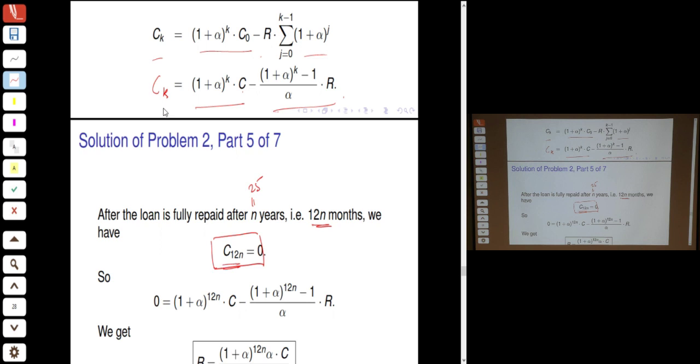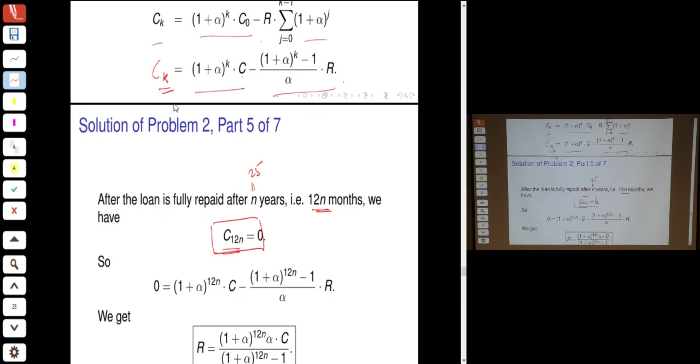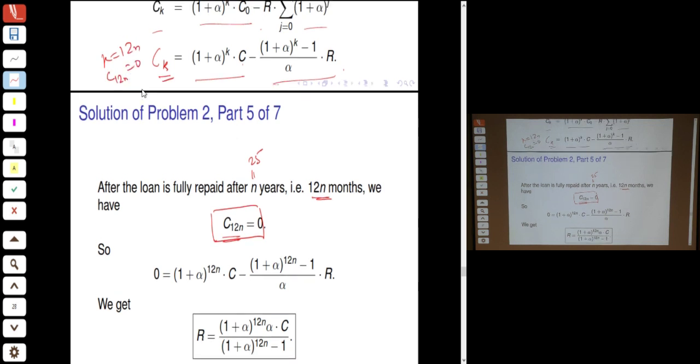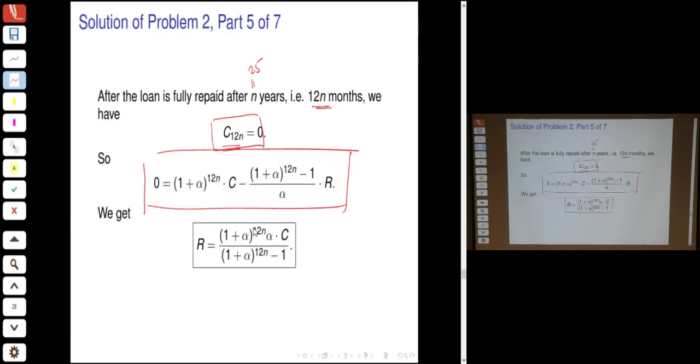So you substitute k equal to 12n in this equation, and you set Ck to be 0 and solve for R when k is equal to 12n. Okay. So you solve this equation, and if you do the simplification, you will get this formula for R.